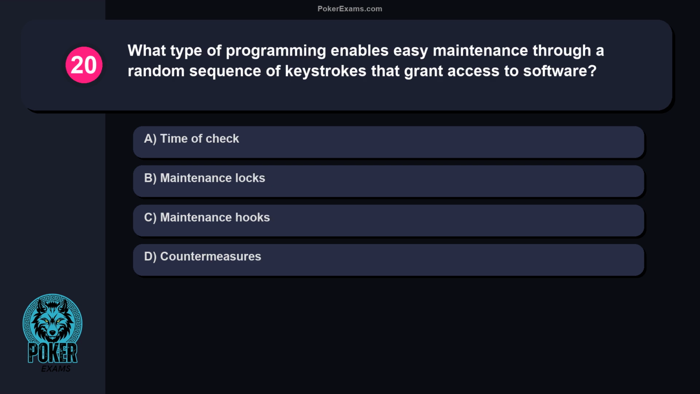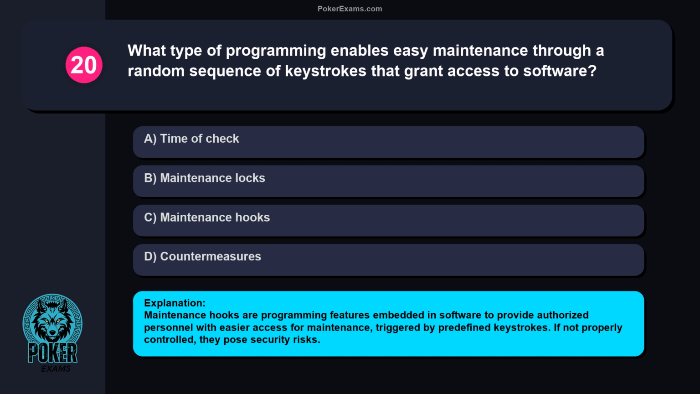Question 20. What type of programming enables easy maintenance through a random sequence of keystrokes that grant access to software? Time of check. Maintenance locks. Maintenance hooks. Countermeasures. Maintenance hooks are programming features embedded in software to provide authorized personnel with easier access for maintenance, triggered by predefined keystrokes. If not properly controlled, they pose security risks.